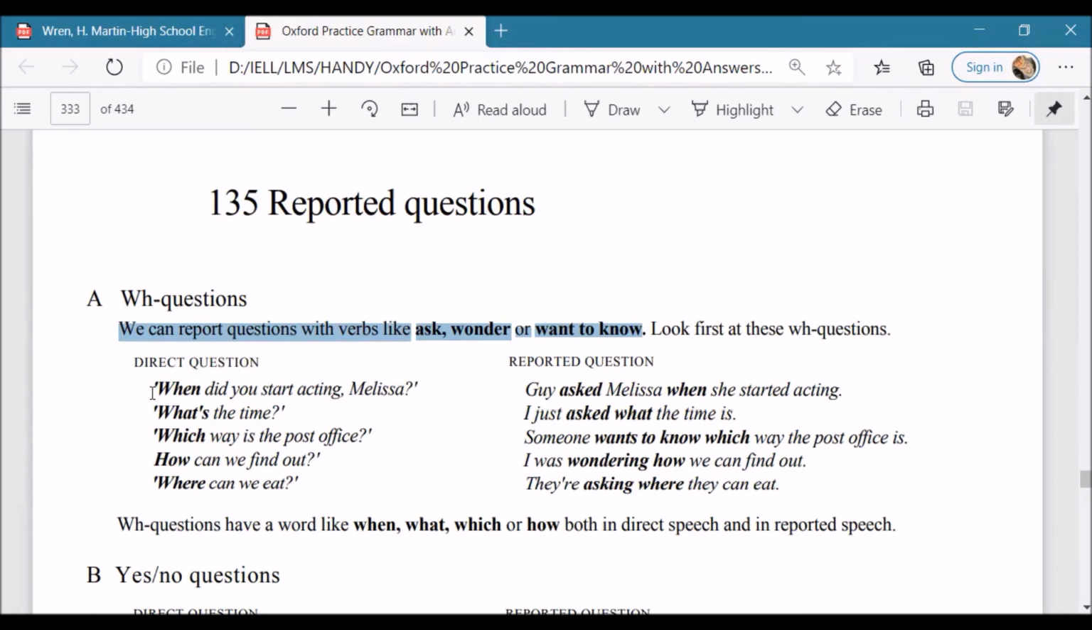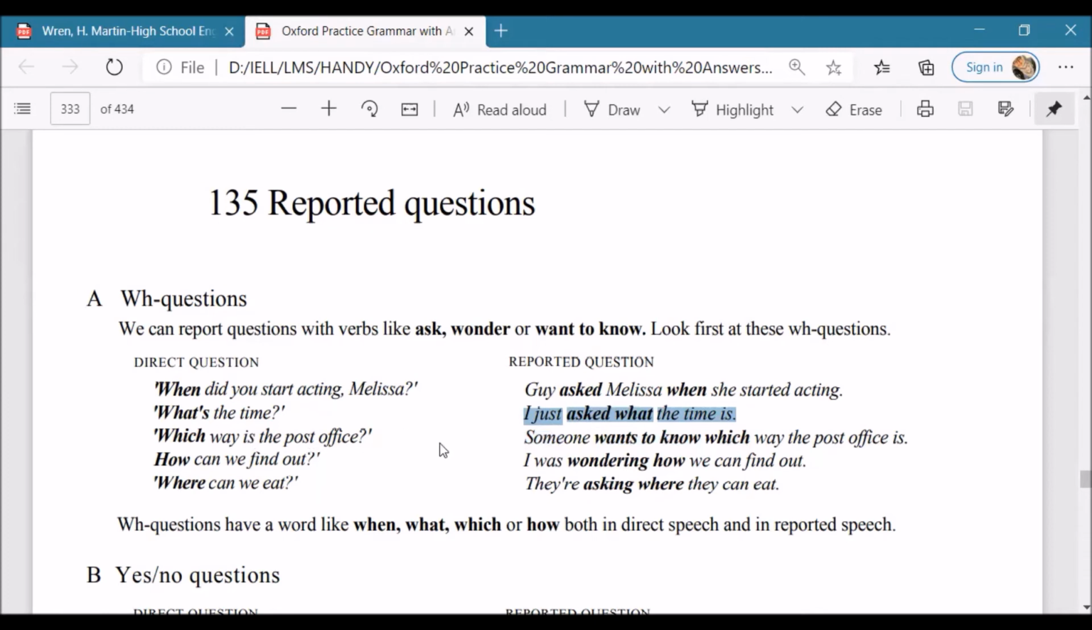Okay, first of all, we are given WH questions, like when, what, which, how, and where. So when we're talking about when, we would say the guy asked Melissa when she started acting. Here we have, when did you start acting? So who is the question being asked to? So in that case, we would say the guy asked Melissa when she started acting. Okay, what's the time? I just asked what the time is.